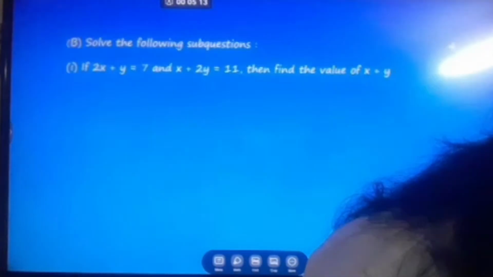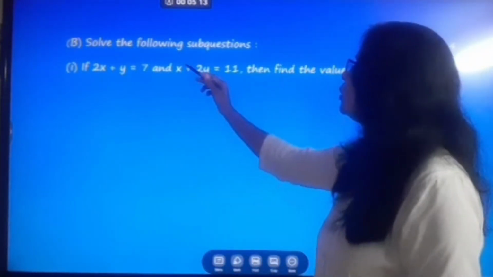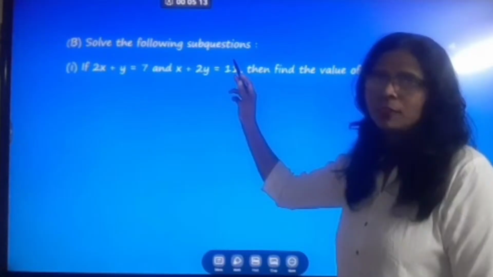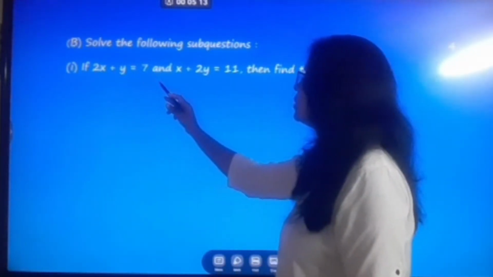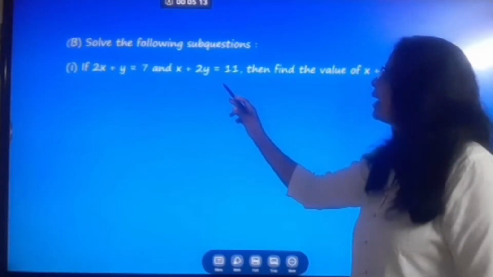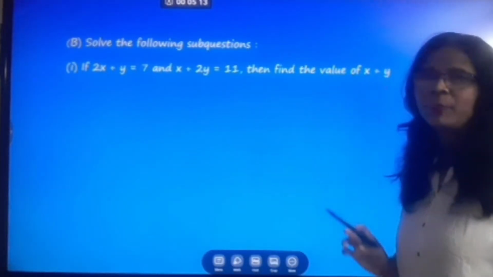Yes, students, the next example. The next example is: solve the following sub questions. First one, if 2x plus y is equal to 7 and x plus 2y is equal to 11, then find the value of x plus y.